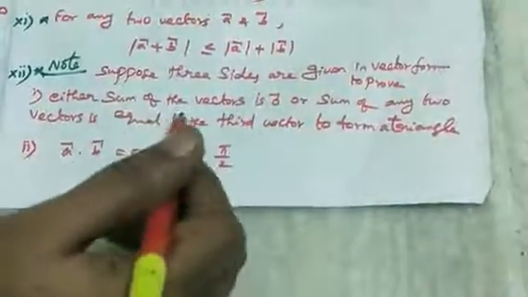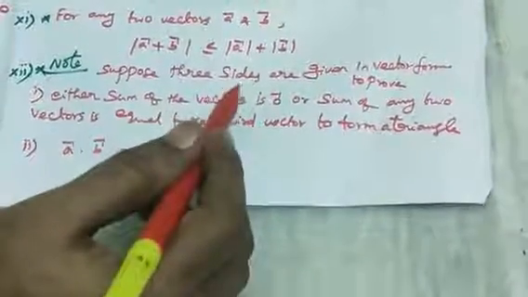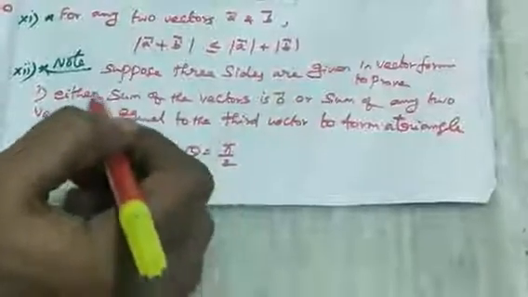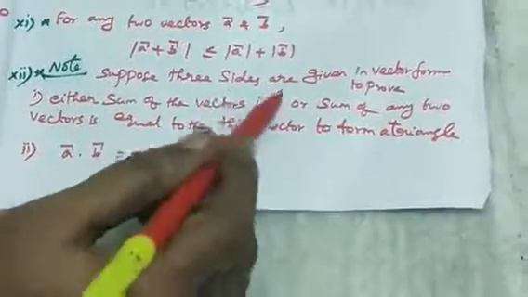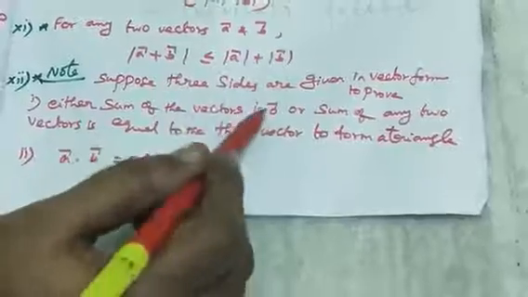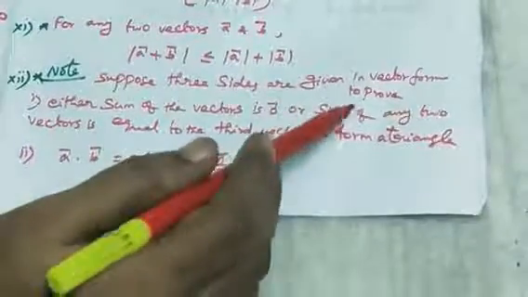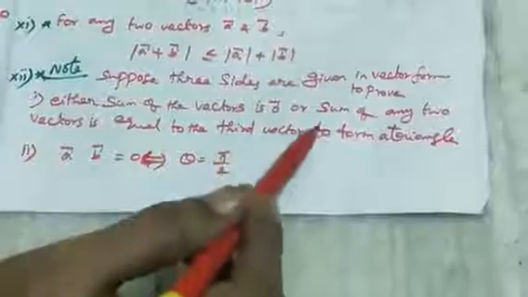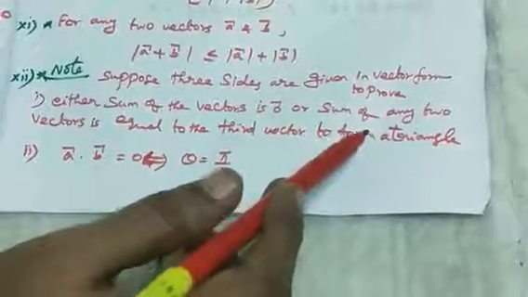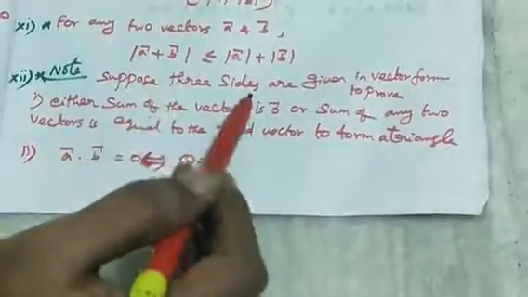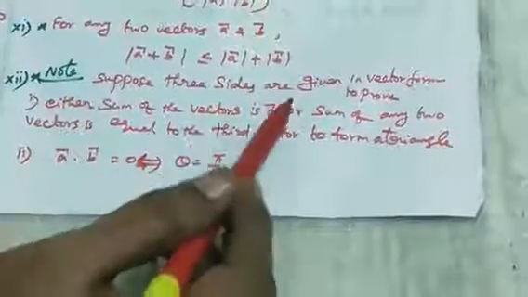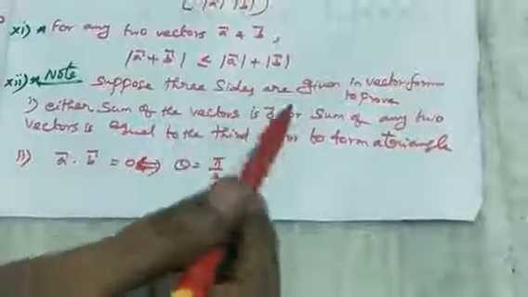This is an inequality. Next, if 3 vectors are given and we are asked whether these 3 vectors form a triangle, the condition is either the sum of the vectors is 0, that is, adding all the vectors on the sides gives 0, or otherwise the sum of any two vectors is equal to the third vector. If so, these 3 vectors form a triangle. So for 3 vectors to form a triangle, either the sum of the 3 vectors is 0, or the sum of any two vectors is equal to the third vector.